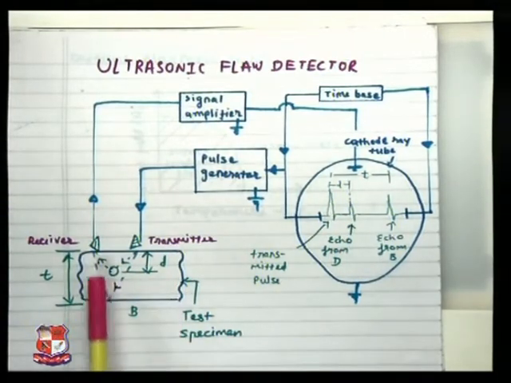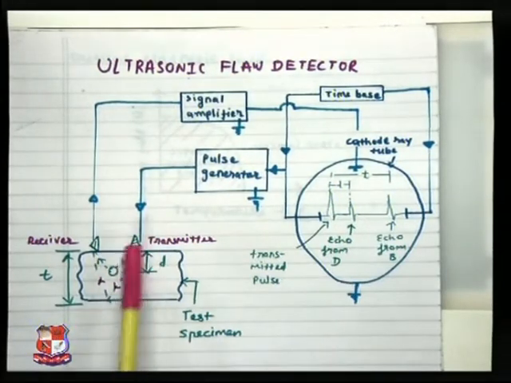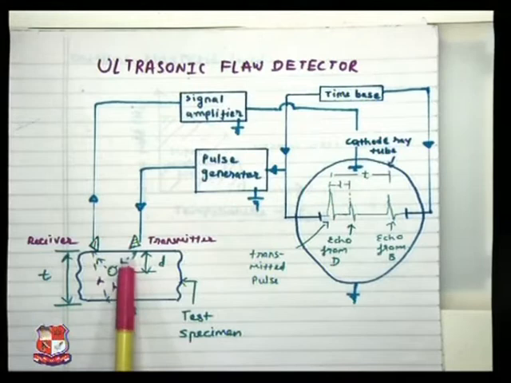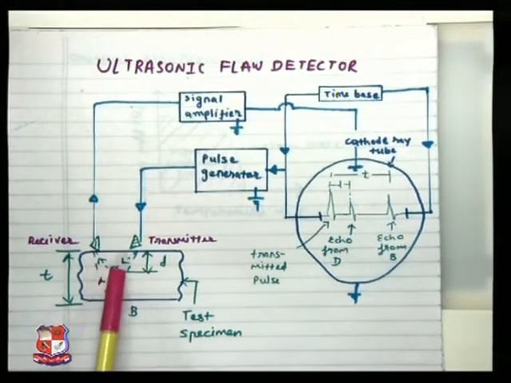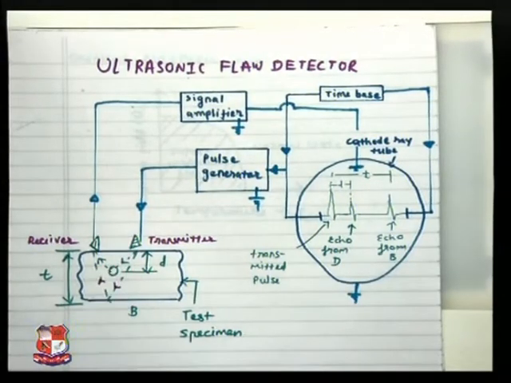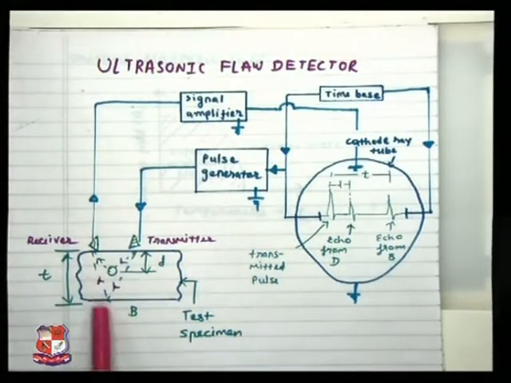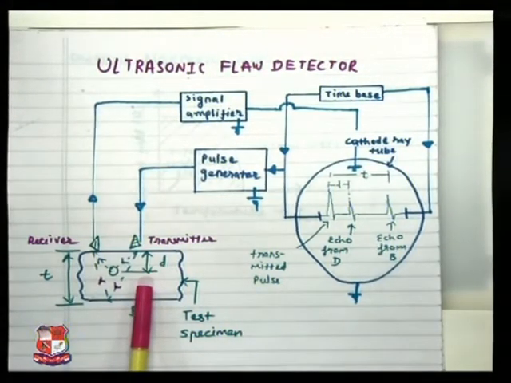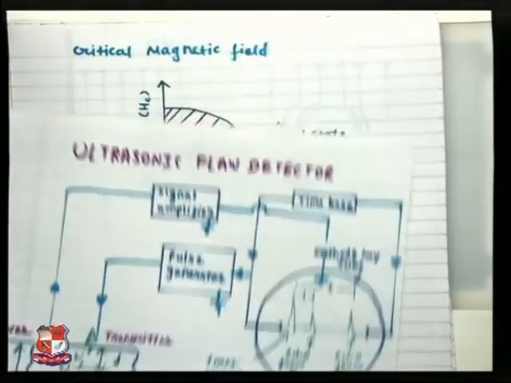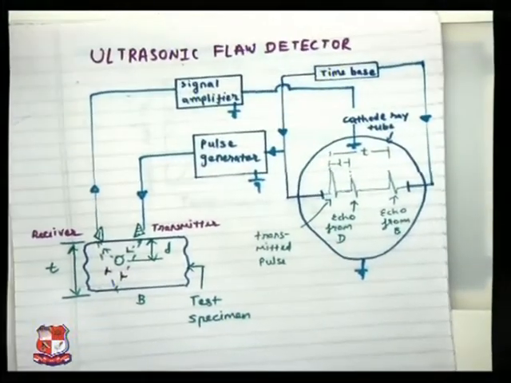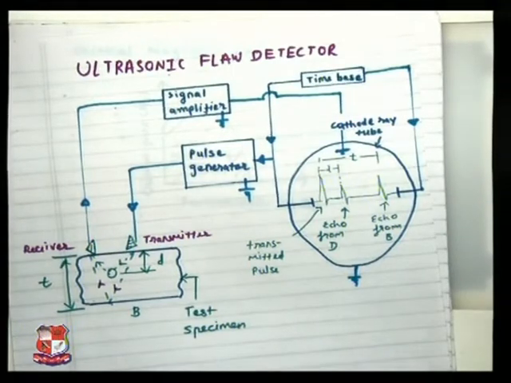This is the bottom surface, this is the top surface, and this is the defect which is from the top surface. That means D represents the distance of that defect from the top surface. Here this T represents the thickness of this test specimen. Okay. So in the same manner, let us observe it in presentation.